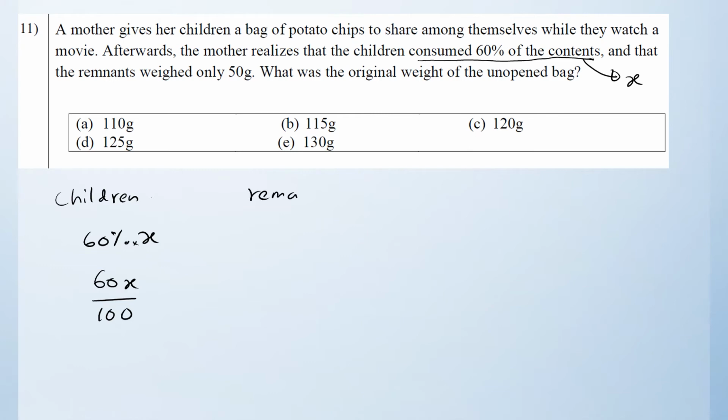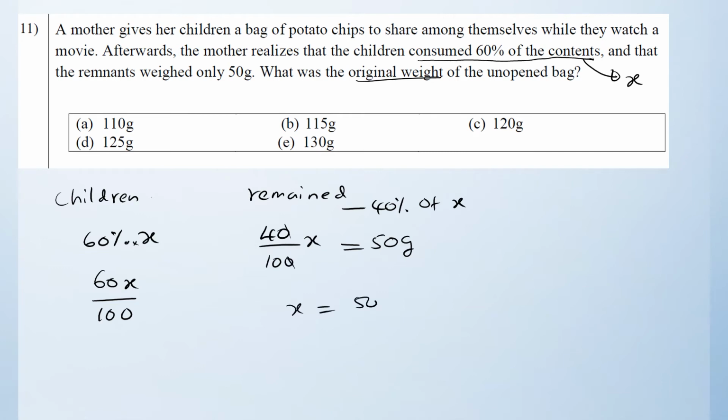So the remaining amount will be 40x. Actually this is 40% of the total. And the remaining weight is only 50 grams. So we can equate this to 50 grams and find x, because we have to find the original weight. So x is equal to 50 grams into 10 over 4. So x is equal to 125 grams. So the answer is B only.